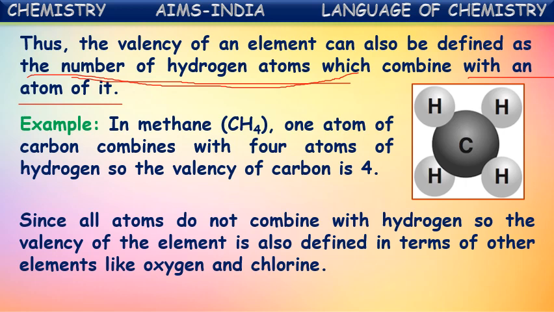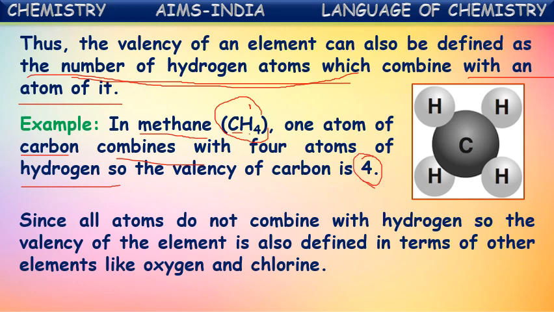Example: in methane, the molecular formula is CH4. CH4 means methane. One carbon, four hydrogens. One atom of carbon combines with four atoms of hydrogen. So the valency of carbon is 4 because hydrogen's valency is 1. Carbon is combining with how many hydrogens? 4 hydrogens. So obviously carbon's valency will be 4.